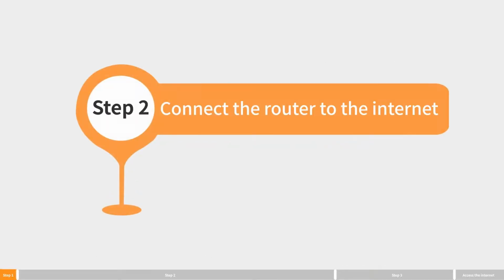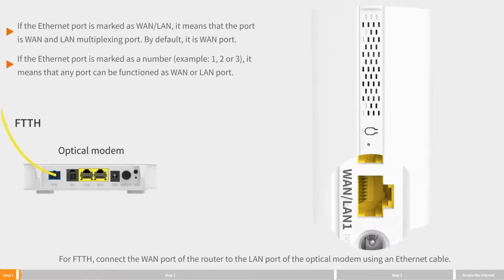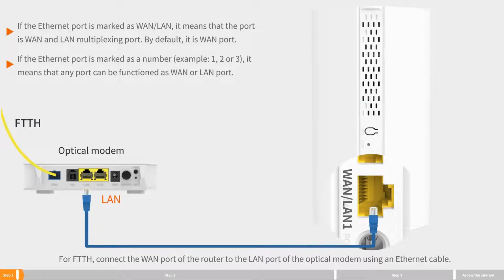Step 2. Connect the router to the internet. For FTTH, connect the WAN port of the router to the LAN port of the optical modem using an Ethernet cable.